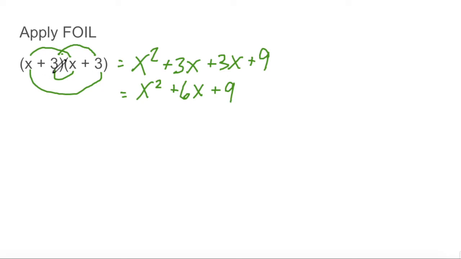So here we applied FOIL to this, and we got x squared plus 6x plus 9. This is what's called a perfect square. And here's why it's called a perfect square, because both of these two binomials are identical, x plus 3 and x plus 3. In fact, you could rewrite this as x plus 3 quantity squared, because we have x plus 3 times x plus 3, which is exactly what the definition of squared is, a number times itself. And here we have a binomial times itself. So this is called a perfect square.